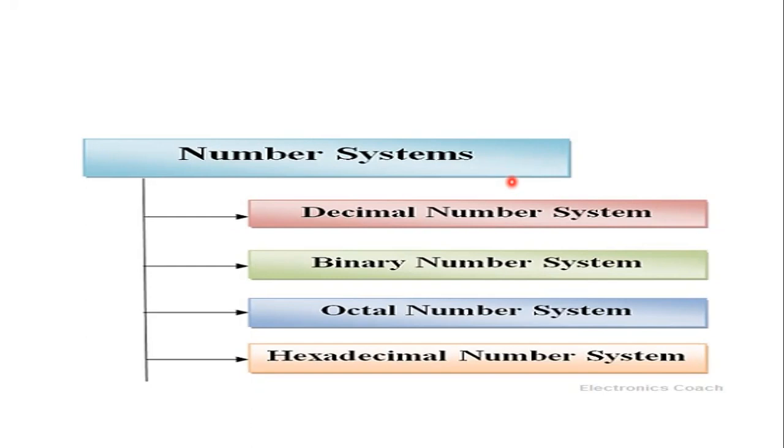So what is a number? A number is a symbol that represents some value. That is the definition of a number. So a number is a symbol. For example, if you give 2, it is a symbol. Then we say the value is 2. Okay. So, number system.